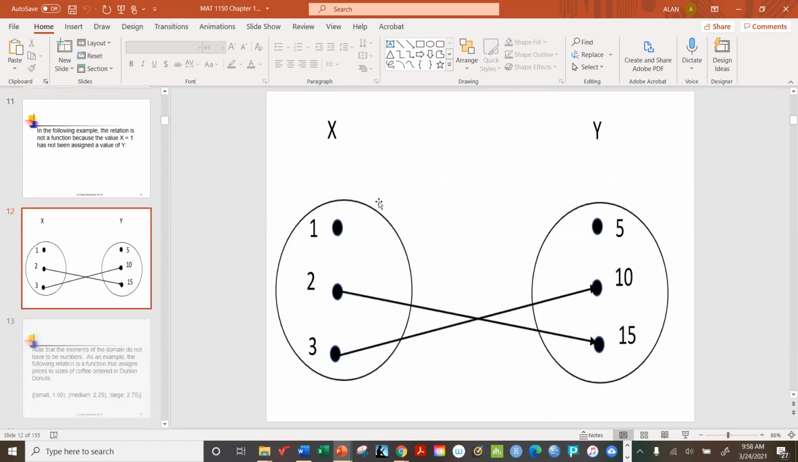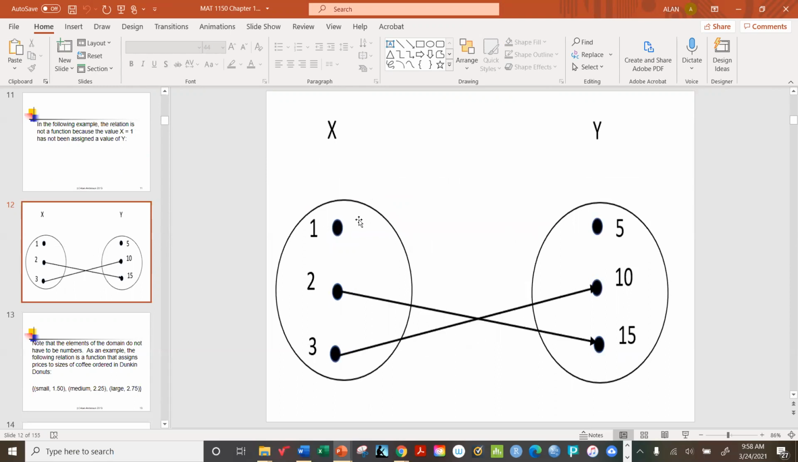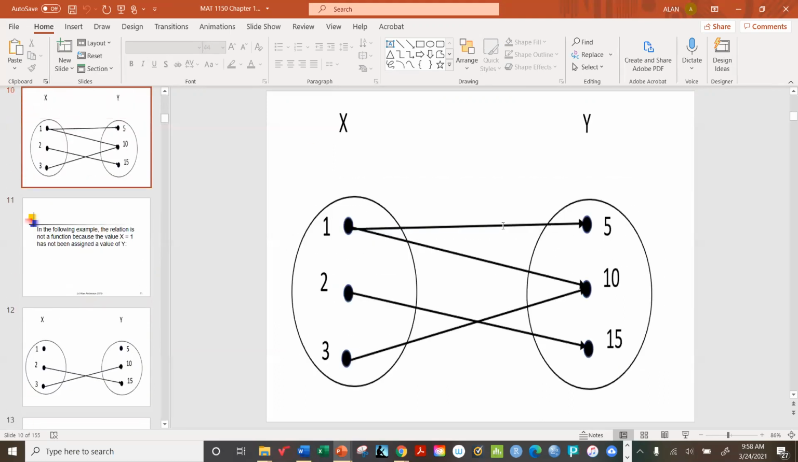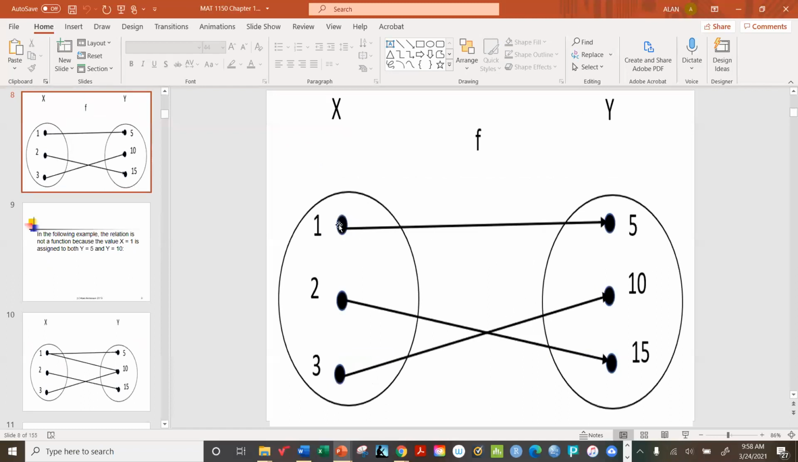And then we have another one where this is also not a function because x equals 1 has not been assigned any value of y. So what we're aiming for is each element in the domain must be associated with exactly one element in the range. And if more than one is not good enough, less than one is not good enough, it has to be exactly 1.